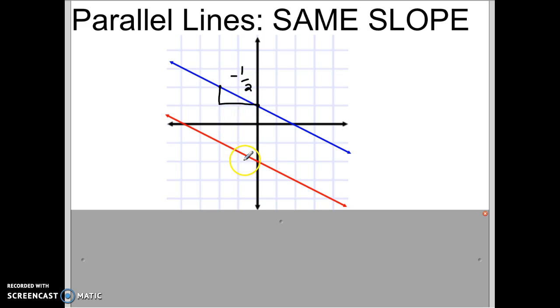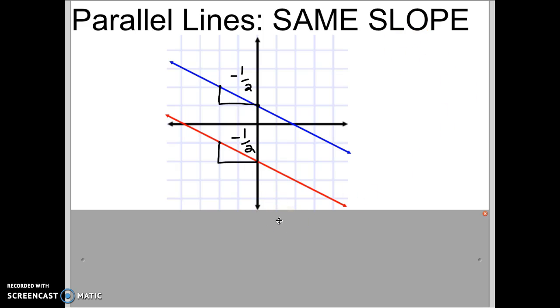Now, for these two lines to be parallel, I need to know that the other red line has the same slope. So again, I'll pick 2 points, and then from there, see if they have the same slope. Again, down 1, right 2, so the red line has a slope of -1/2. In this case, because I know they have the same slope, I can determine that they're parallel. But just by looking at the graph, I can't decide whether they're parallel or not. I need to know their slopes. So the rule is parallel lines have the same slope.